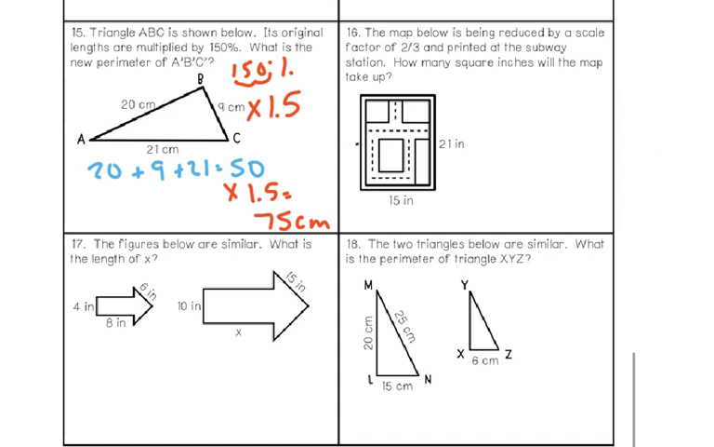You absolutely could go ahead and find your new side lengths by also multiplying your side lengths by 1.5, and then you would have 3 new side lengths to add together for the perimeter.